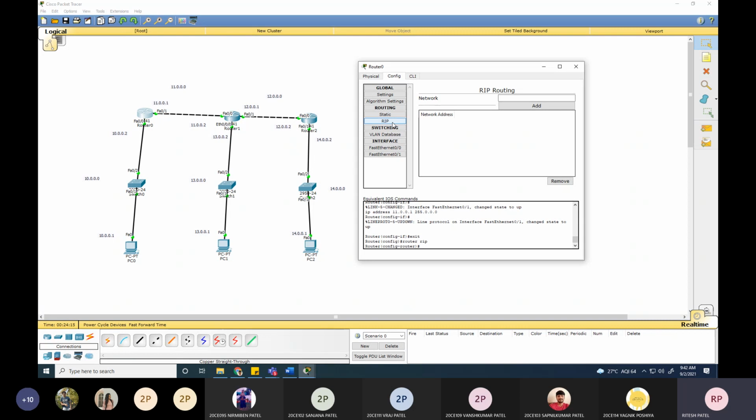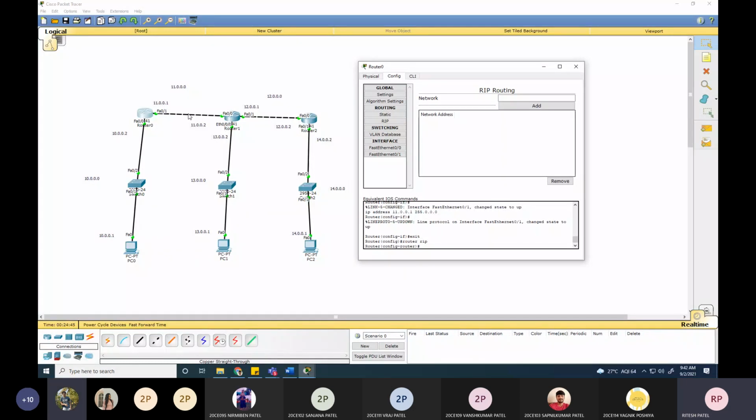So what is the rule for RIP? Specify the networks over here which are directly connected to your routers. Sahil, can you tell us what are the directly connected networks to router 0?